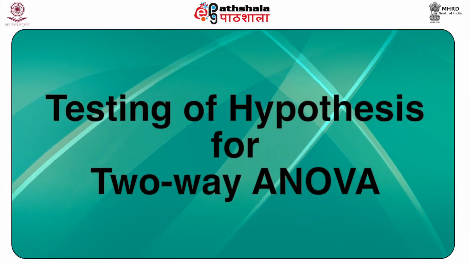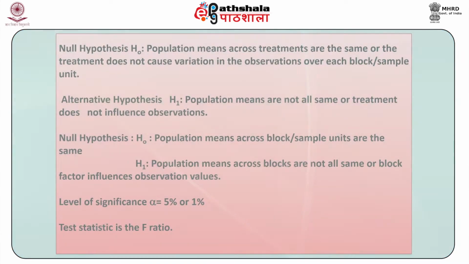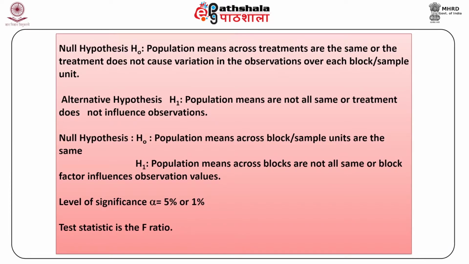So let's learn about testing of hypothesis for two-way ANOVA. The null hypothesis H0 is set up as: the population means across treatments are the same, or the treatment does not cause variation in the observations over each block or sample unit. The alternative hypothesis H1 now is that population means are not all the same, or treatment influences observations. Our second null hypothesis H0 is that population means across blocks or sample units are the same. And the alternative hypothesis now is that population means across blocks are not all the same, or the block factor influences the observation values.